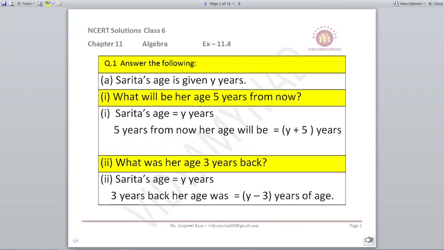Answer the following. A part. Sarita's age is given in Y years. So wherever Sarita is there, we are going to take her as Y years. Part number 1. What will be her age 5 years from now? That means Sarita is at present Y years old. So after 5 years, what will be her age? Y plus 5 years. What was her age 3 years back? Now before 3 years, what will be her age? That what we are going to do, we will subtract 3. Y minus 3 years will be her age 3 years back.